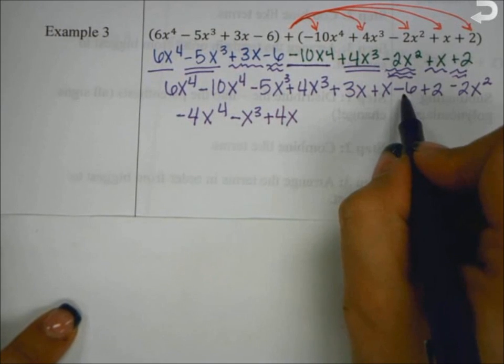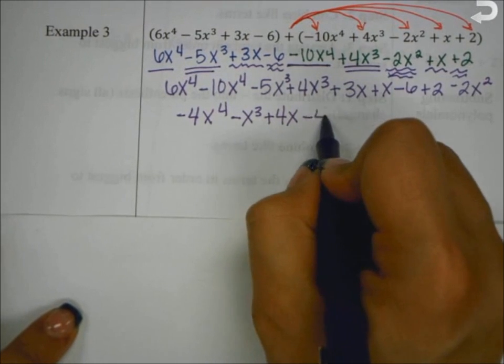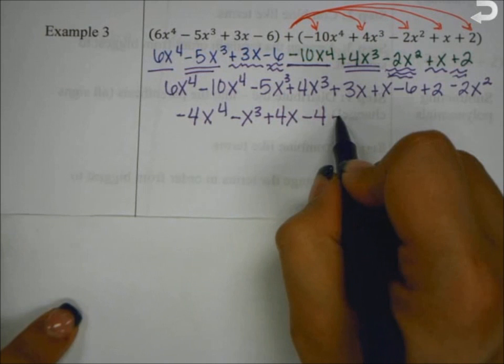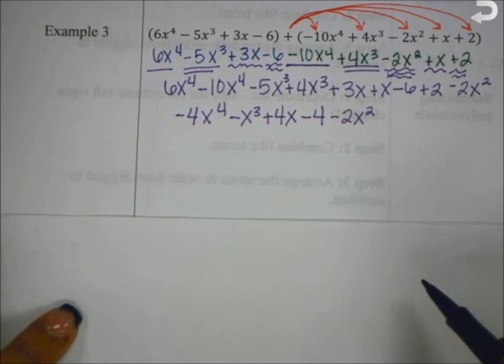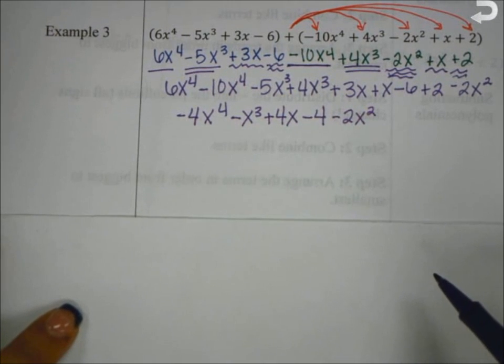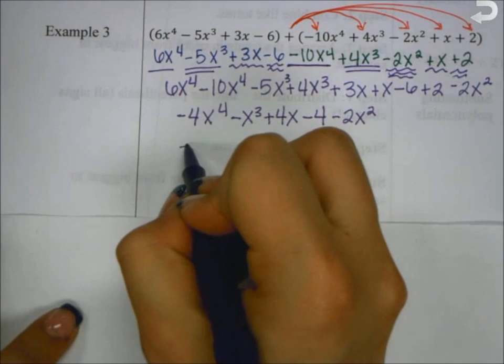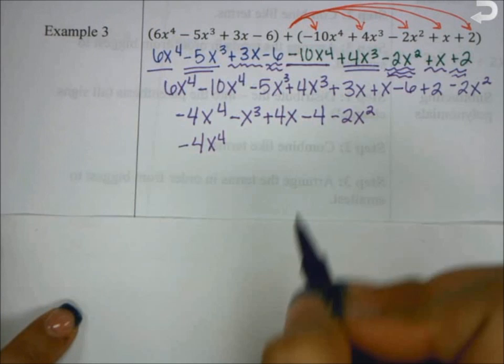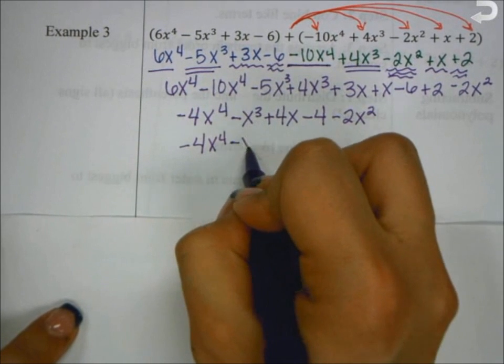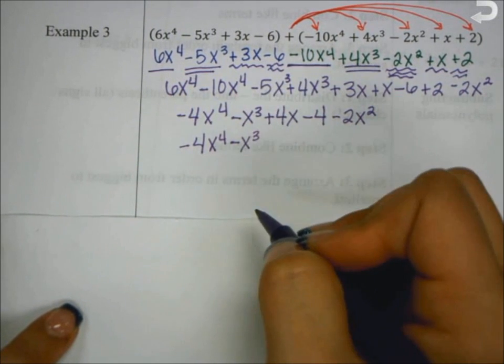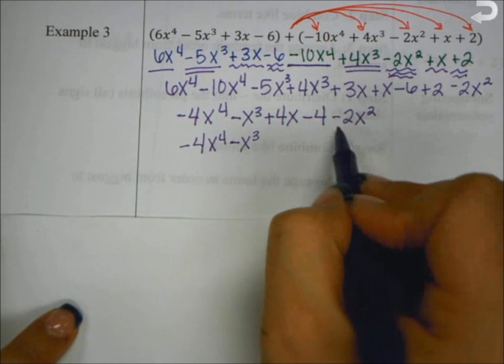Okay, let's put these in order from biggest to smallest. Negative 4x to the fourth. What's the next one? Minus x to the third. And I need to move this negative 2x squared, plus 4x minus 4. Who got that correct?